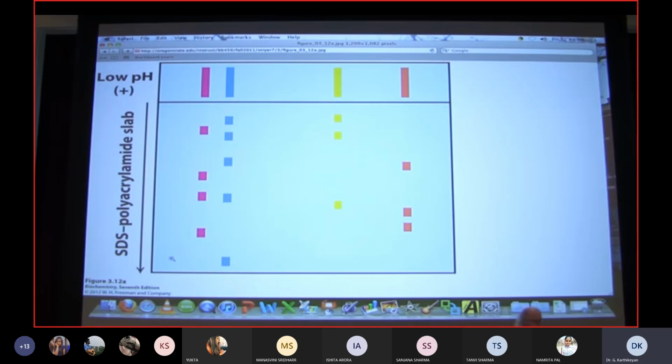Down here, I would expect proteins would be small, positively charged. Over here, I would expect proteins would be large and negatively charged. Now, in 2 dimensions, I can separate every protein in this cell. Every protein that was in my mix, I can now separate and actually see a spot on this gel.